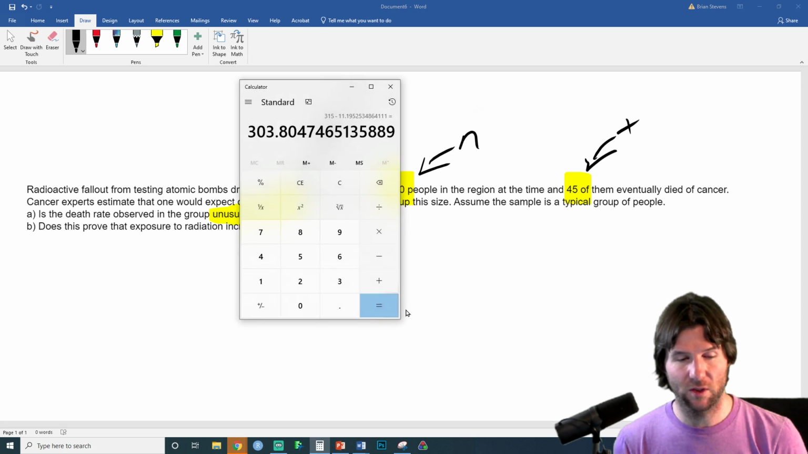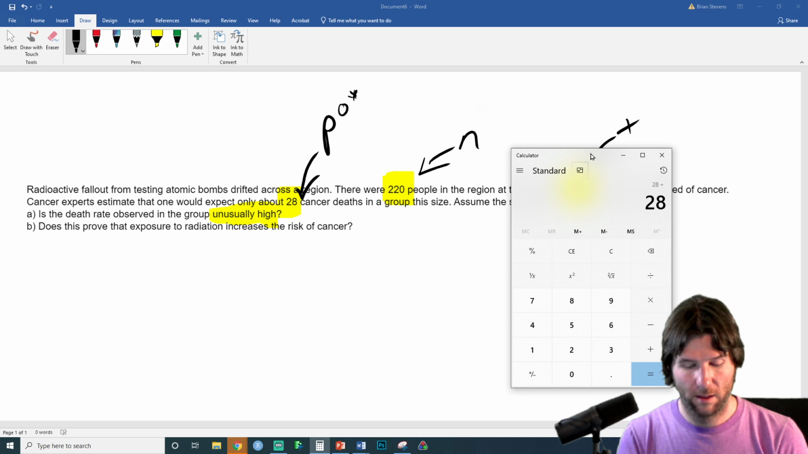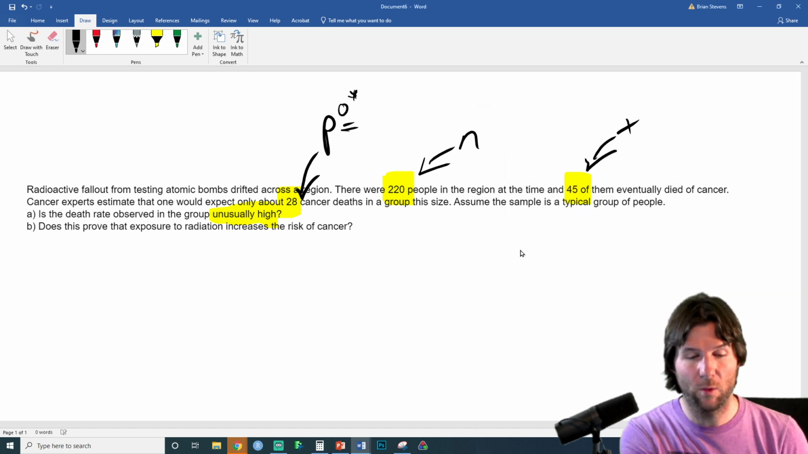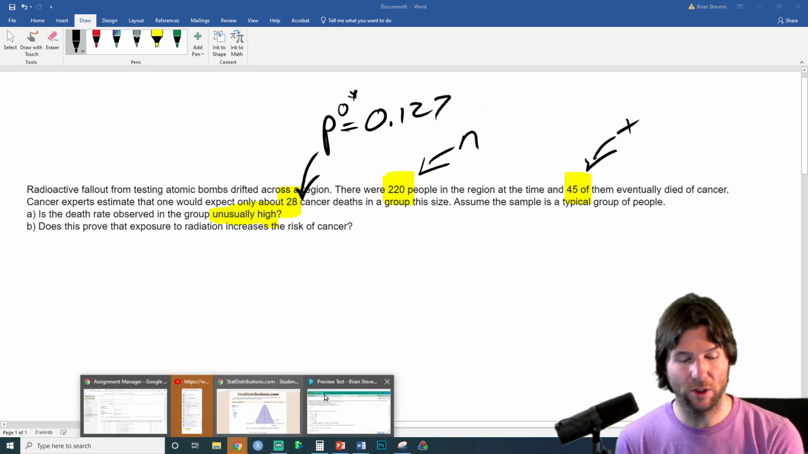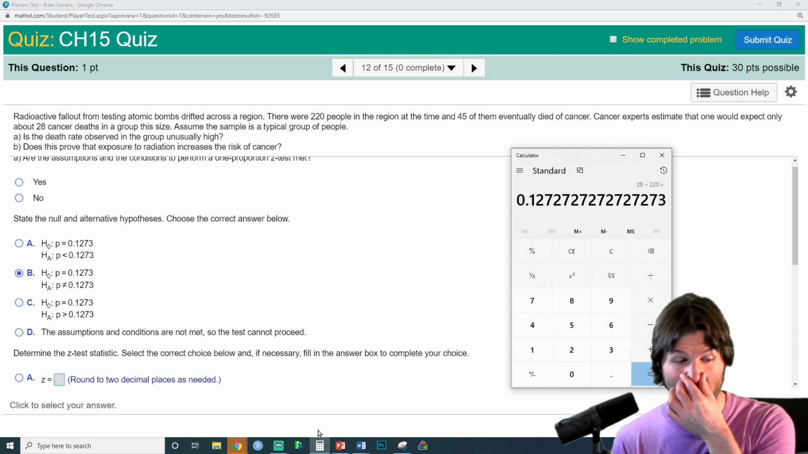So if we were to solve this right here, 28 out of 220, because that's what they would expect, it's 0.127. So that is what P naught is going to be equal to, because this is the proportion they expected. So we go back to our question, and we can see they're already using this. You can see it's the same number we just found.